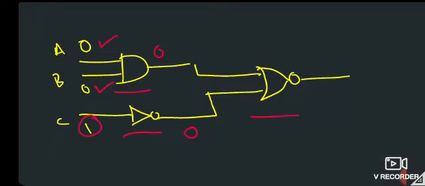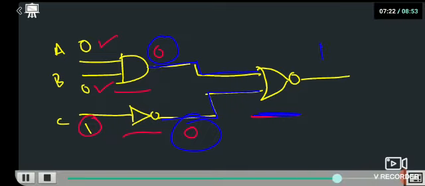The next gate is the NOR gate. The NOR gate has two inputs, 0 and 0. In the case of the NOR gate, 0, 0 gives 1.